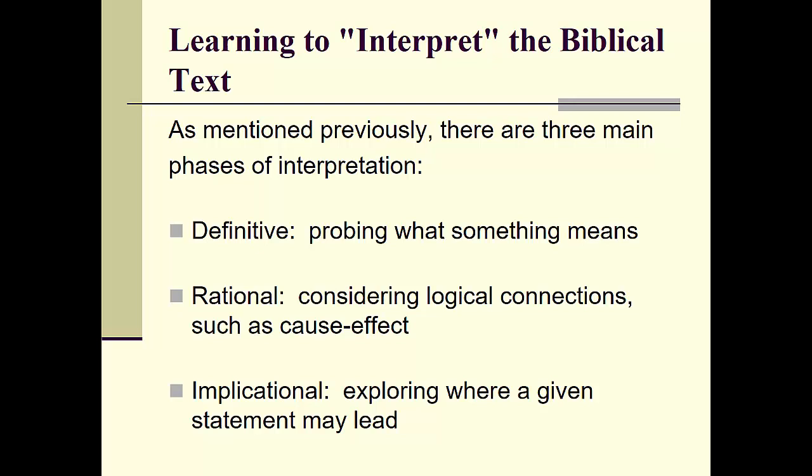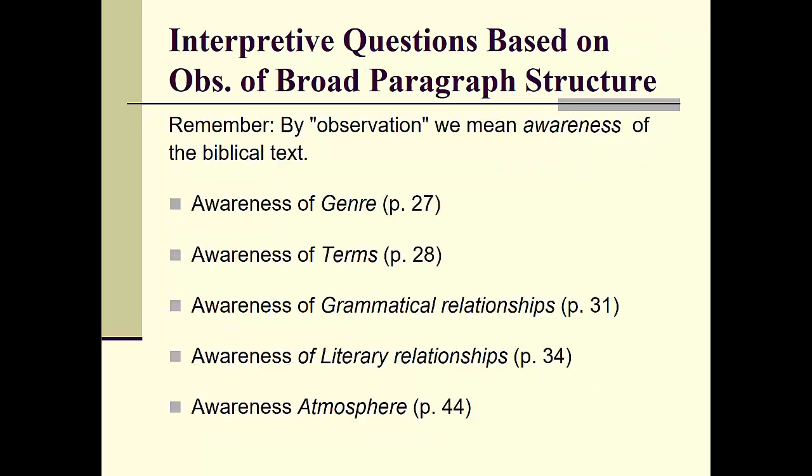So definitive, rational, and implicational are three different facets just to enrich our sense of what can go on when we move from observing to interpreting. This is a bit of review, and that's the reason you see various page numbers on the screen in front of you.